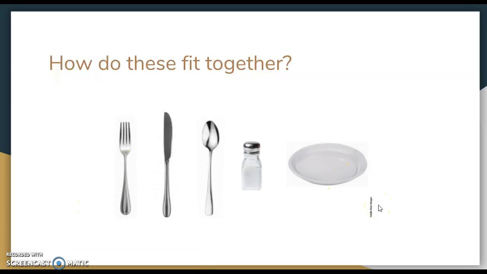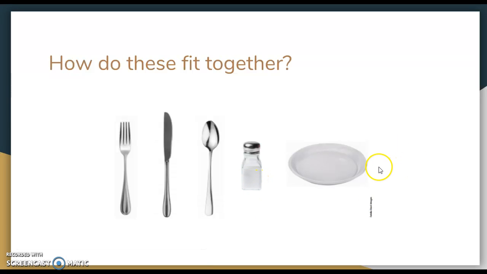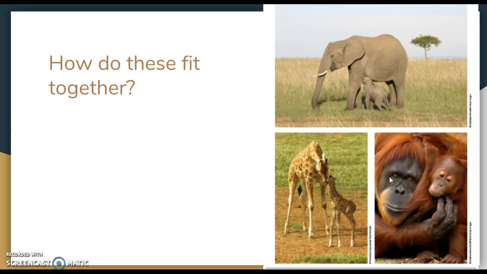So look at these five things. How do these things fit together? We see a fork, a knife, a spoon, salt, and a plate. Talk for just a second with a partner. How do these things all fit together? Obviously, these are all things that you eat with, but we can look across all of these things and see how they fit together. That's the same thing that we do when we are reading, as we look at all of those details and see how they fit together to find the central idea.